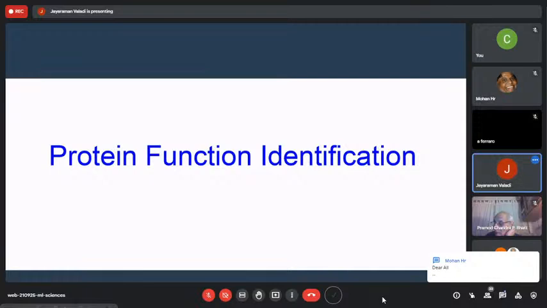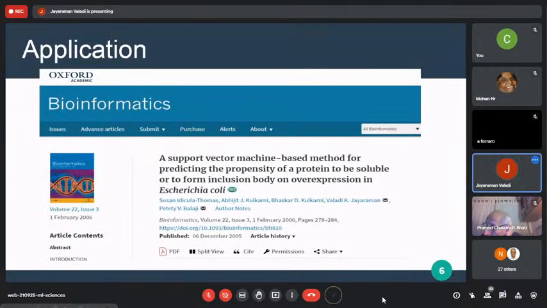We have a protein function annotation problem, which also comes into genomics. Around 2006, we employed a support vector machine based methodology for predicting the propensity of a protein to be soluble or to form inclusion bodies, which are insoluble protein. As I said, identification of whether a protein is going to be soluble or insoluble has implications on predictions of cancer. So let us explain what support vector machines are.